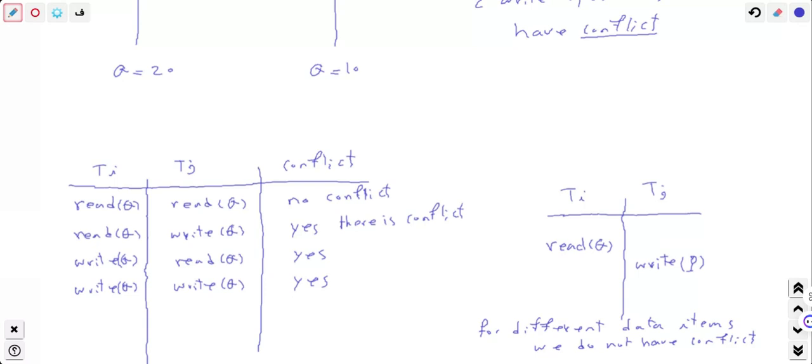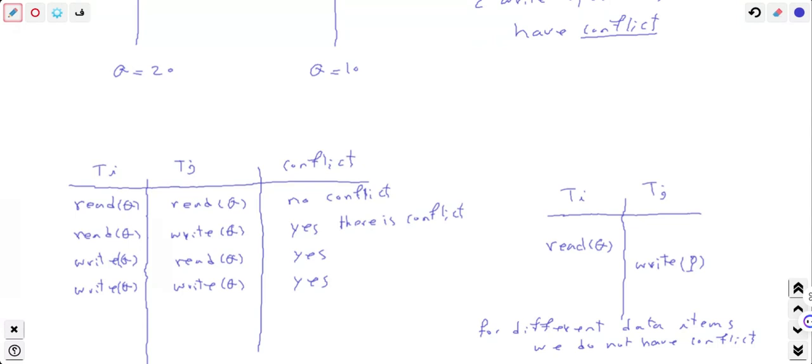Okay. Any question? Doctor, we can say that the conflict occurs when the operations depend on each other, right? Yes, we have conflict if the operations affect each other.